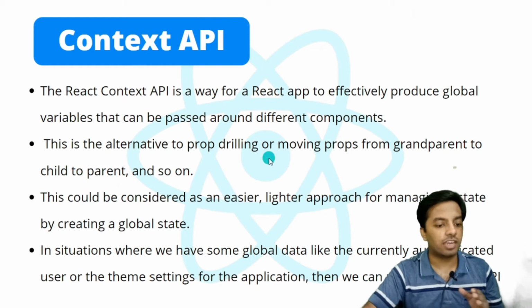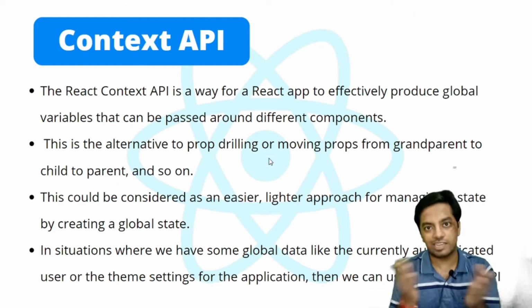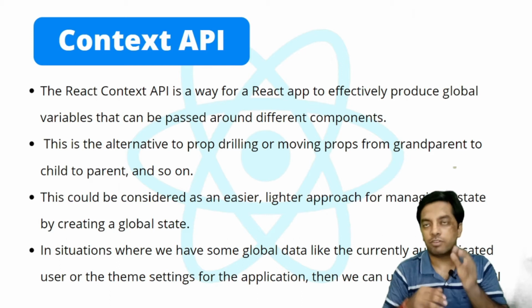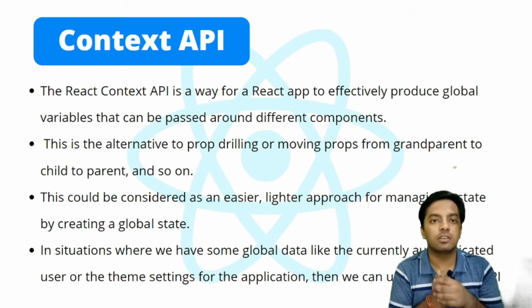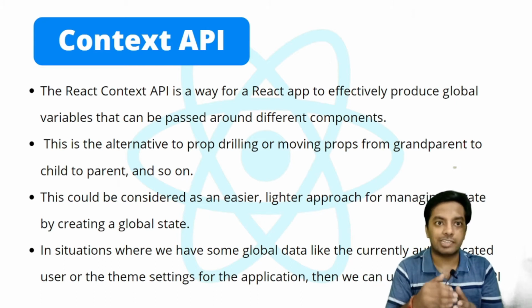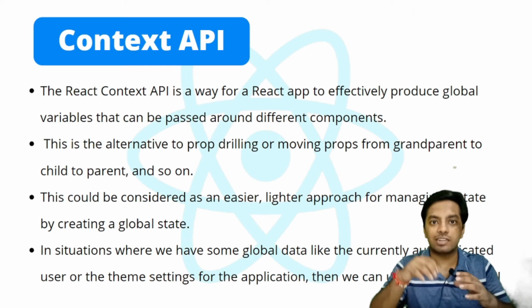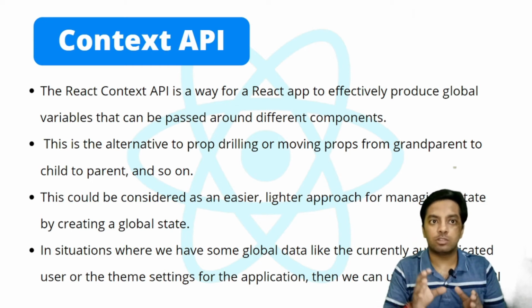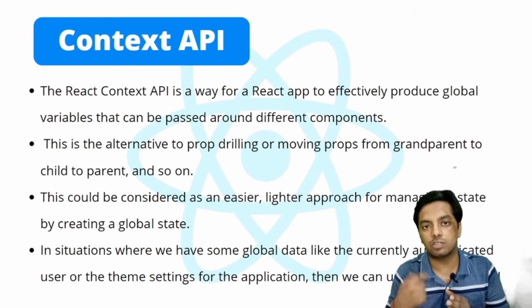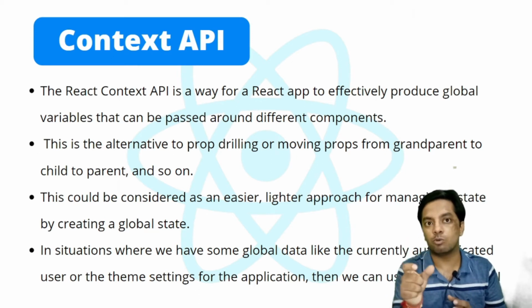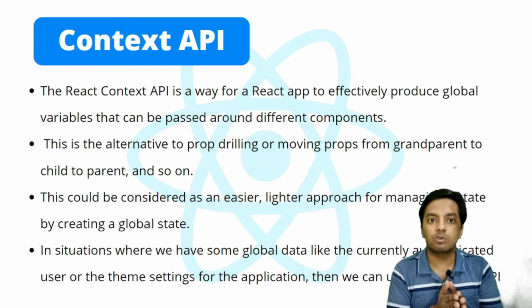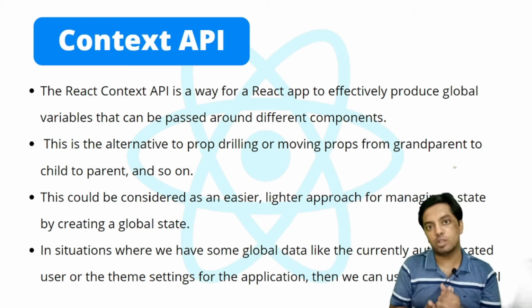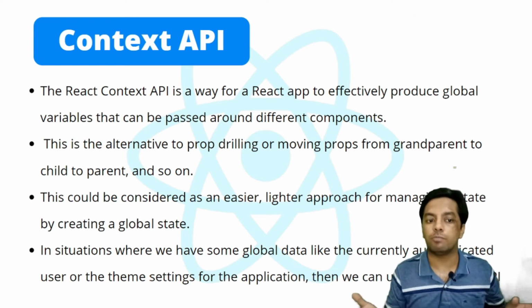So let's say that we have some authentication in our application and we want to use the data of the authenticated user in different components. Instead of passing that data to all the components as props, we can create the global state, store the authenticated user's data in the global state and access that in different components. This is very easy to use and will reduce the code complexity as well. Otherwise, passing props will increase the complexity and the unnecessary code base.